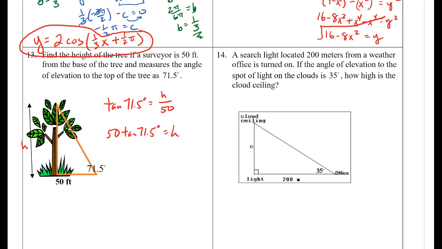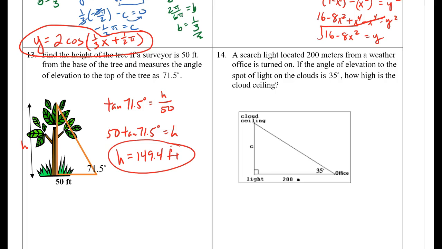Make sure your calculator is either in degrees or use the degree symbol if you're using the Inspire. And you're going to get h is equal to 149.4 feet. Angles, I want you to go to 1 decimal place. Measurements, I want you to go to 1 decimal place. Radians, I want you to go out to at least 3.